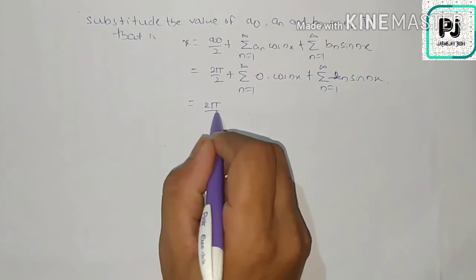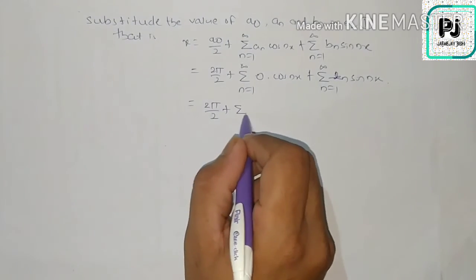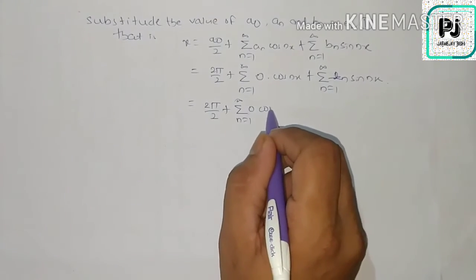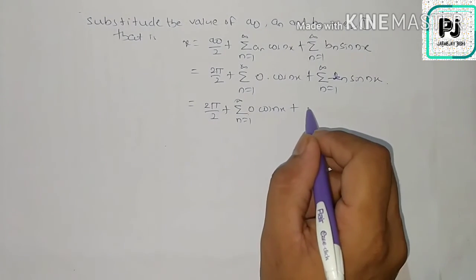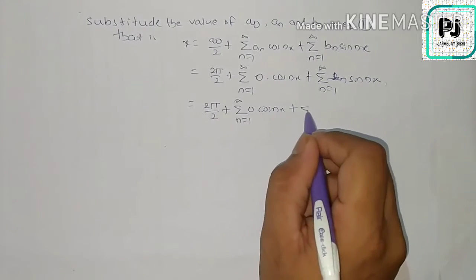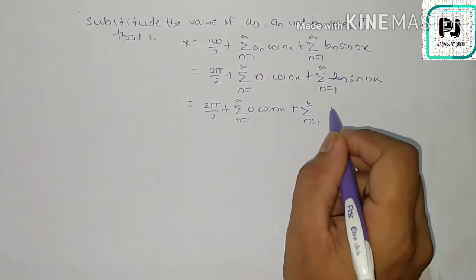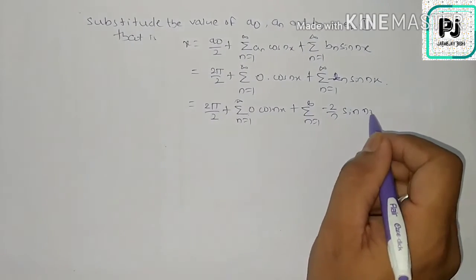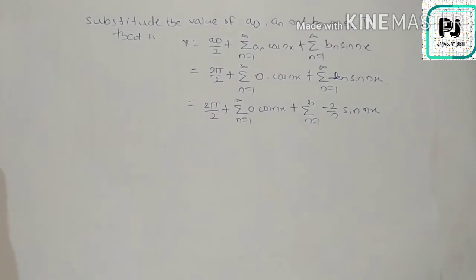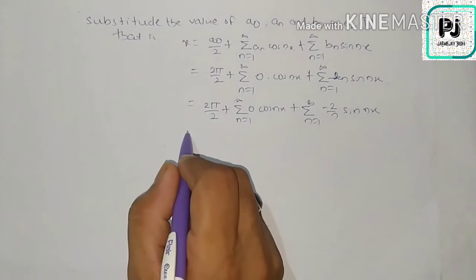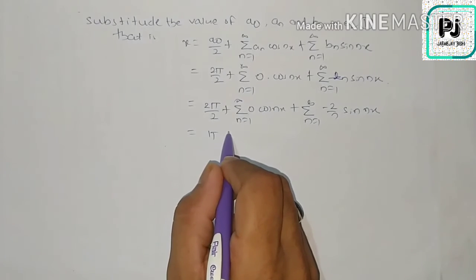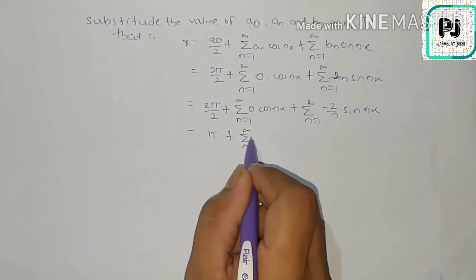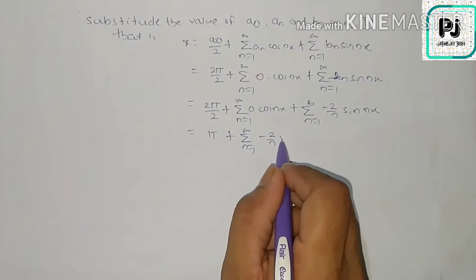So now 2 pi by 2 plus summation n from 1 to infinity, 0 cos nx plus summation 1 to infinity, where the value of bn is minus 2 by n into sin nx. So now the value of 0 into cos nx is equal to 0. Now the 2s cancel each other, now it will be pi plus summation n from 1 to infinity of minus 2 by n sin nx.